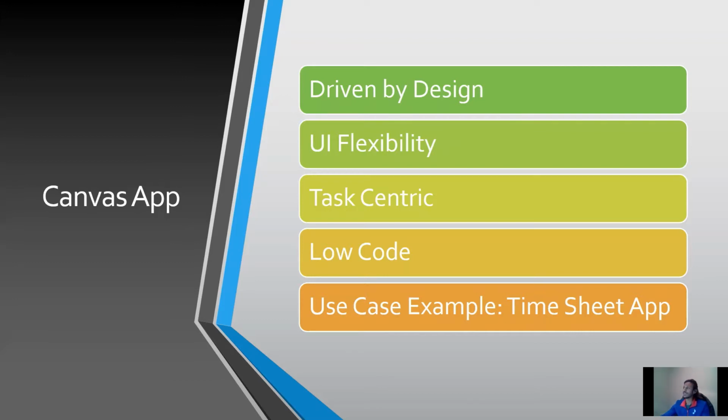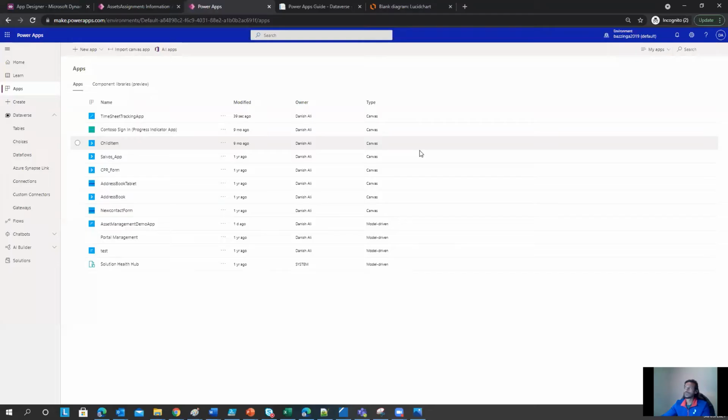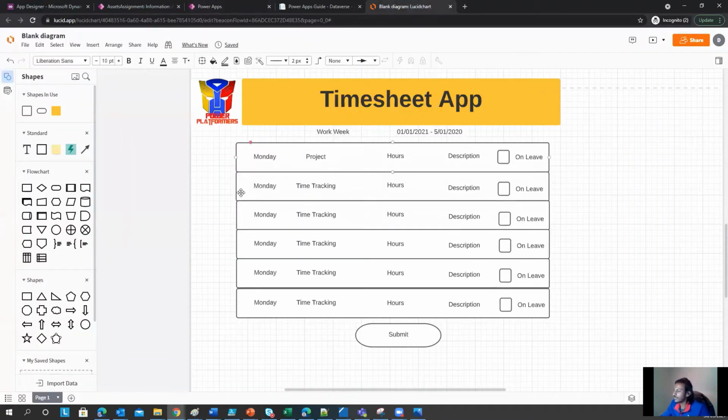So as it's a design-driven app, we'll need a design to start off with. So we have this wireframe that we want to create an app for. You can see it has a header with an image, and then it has a whole week in a grid, where the user can select their project, type in their hours, put in some description, and then mark if they are on leave on that day.